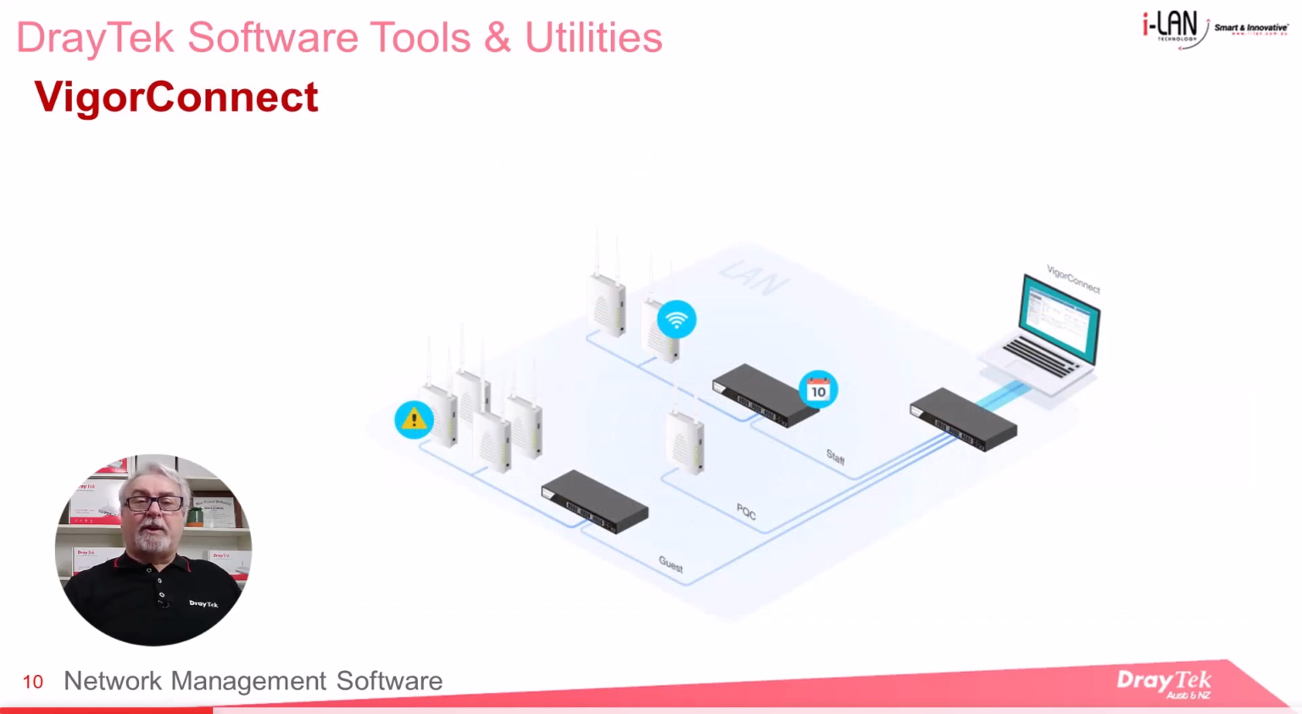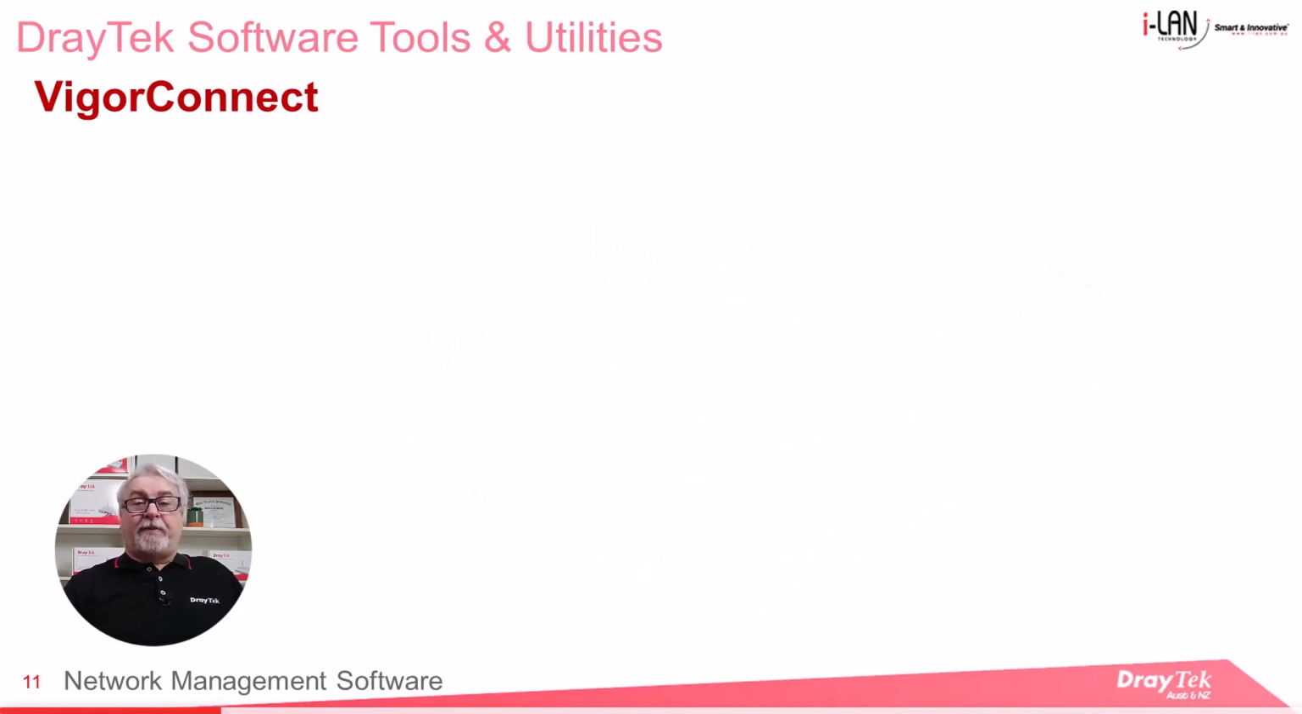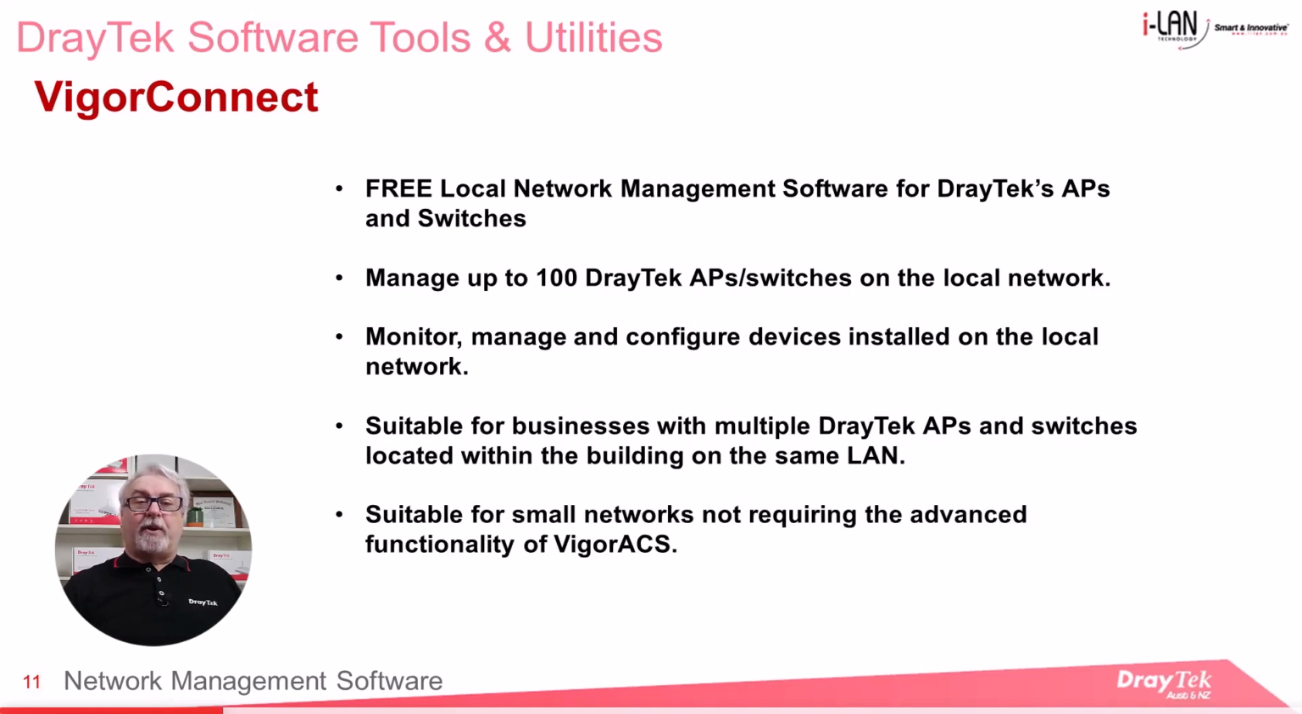Okay, the next software management tool is VigorConnect. Like ACS 3, it's TR069 based and has many similar features to ACS 3. It's free and can be downloaded from our website. Where it differs from ACS 3 is that it's designed to monitor and manage up to 100 access points or switches in a local network, but it doesn't do routers or VPNs. That makes it suitable for businesses with multiple DrayTek APs and switches located within a building on the same LAN, or any smaller networks that don't require the advanced functionality of ACS 3.